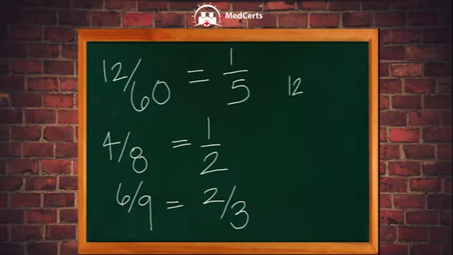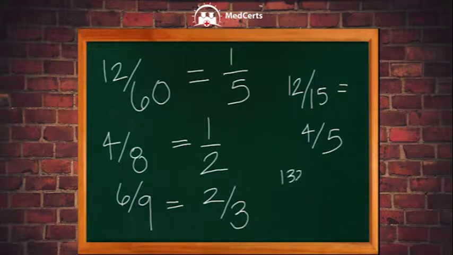If we look at 12/15, our common multiple is 3. 3 goes into 12 4 times, and 3 goes into 15 5 times. And if we would look at 132/144, we see a common multiple of 12. And 11 times 12 is 132, and 12 times 12 gives us 144.